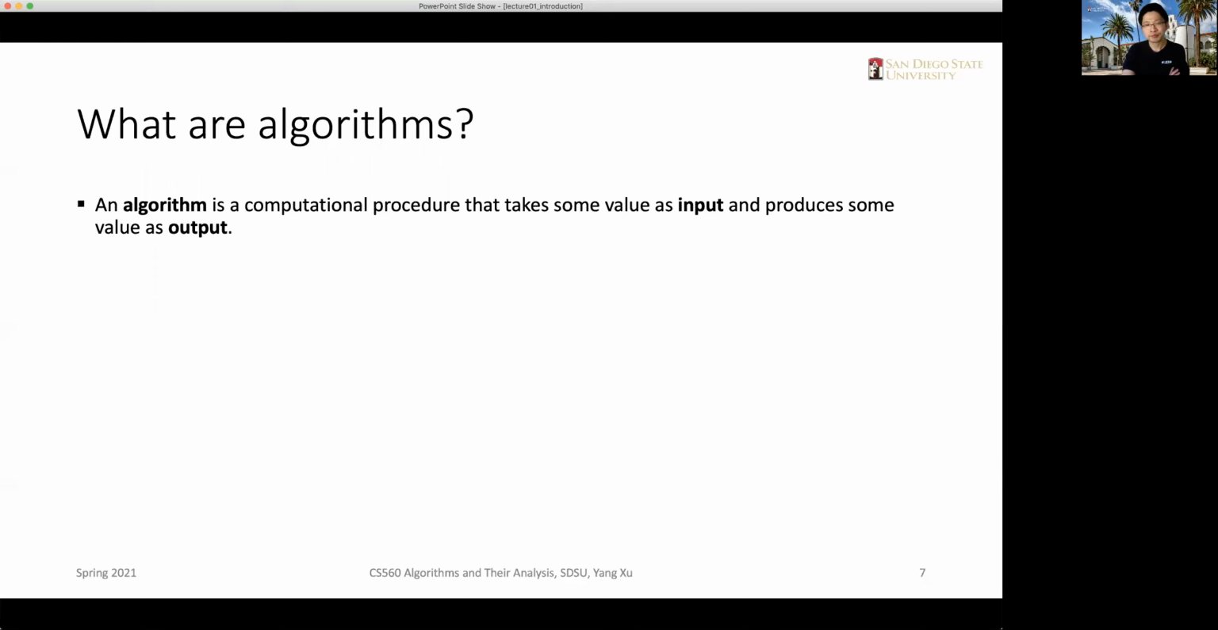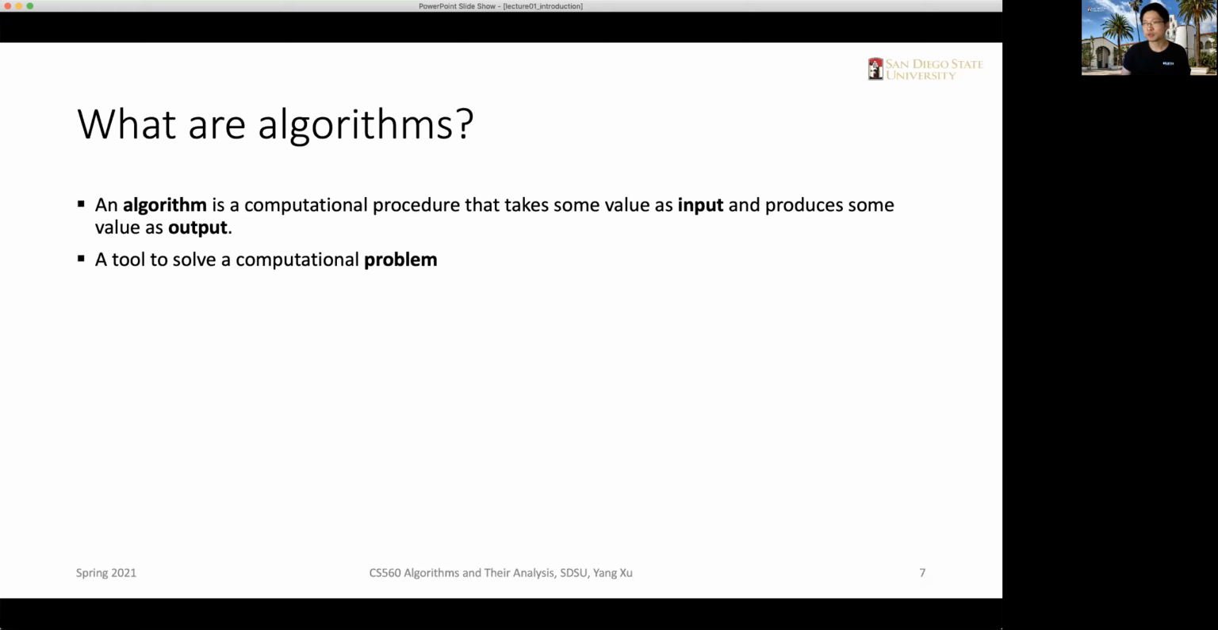And that procedure will do something based on the inputs, okay? It will take some inputs and produce some value as outputs. So this is what this procedure does. It's defined by the inputs and the outputs, and it is a tool to solve a computational problem.